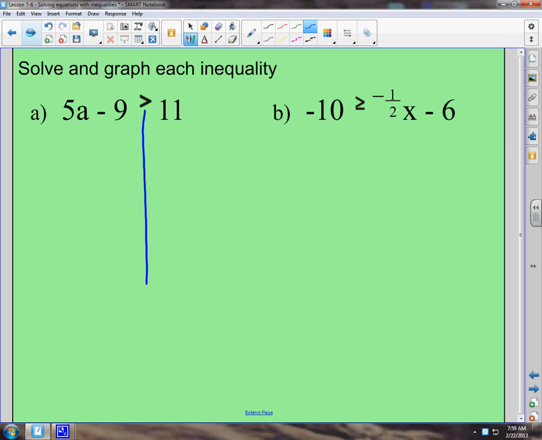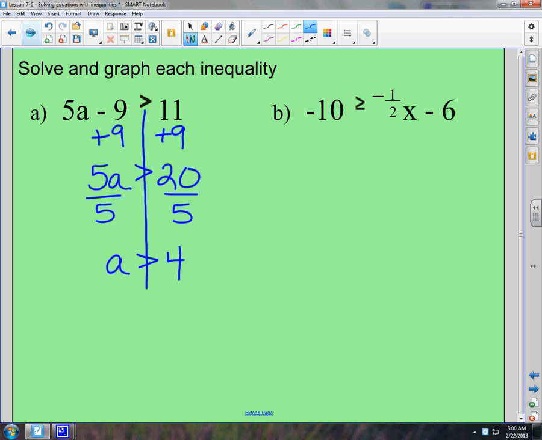Okay, so I'm going to draw my line. I'm going to add 9 to both sides. So then I get 5a is greater than 20. I divide by 5, so a is greater than 4. I'm going to draw my graph. I put 4 in the middle, and then I'm going to put 5 here, 3 here. I'm going to say, okay, it's an open circle because there's no little line, and it's everything greater than.